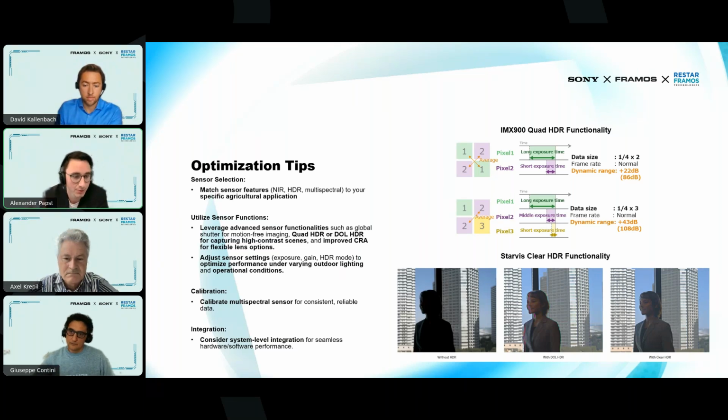The answers to these questions will guide you toward the right sensor choice, and there's no one-size-fits-all solution. But with Sony's range of sensors, I think we will try to find the right solution here for you.